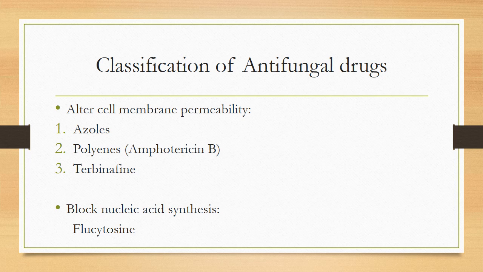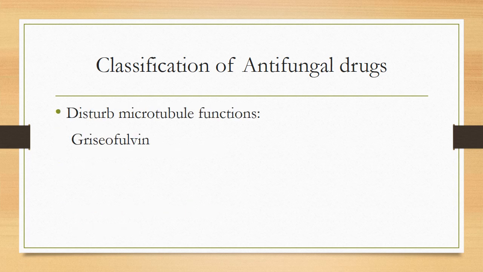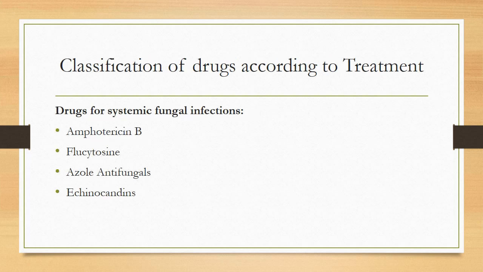According to mechanism of action, this classification is present. They alter the cell membrane permeability. There are three classes which change the permeability of the cell membrane: azoles, polyenes (an antibiotic antifungal drug, in this group amphotericin B is included), then terbinafine. Next, the antifungal drugs which block the synthesis of nucleic acid, in which flucytosine is included. Next, the antifungal drugs which disturb the microtubule functions, in this group griseofulvin is included.